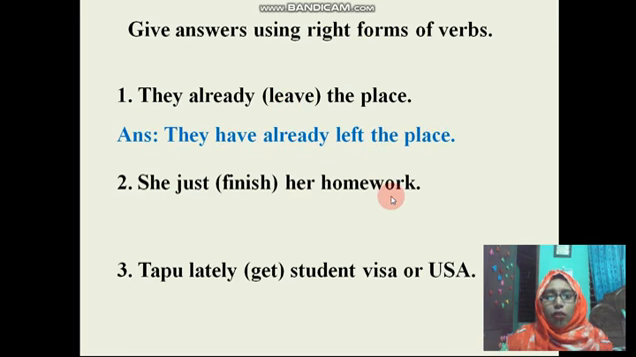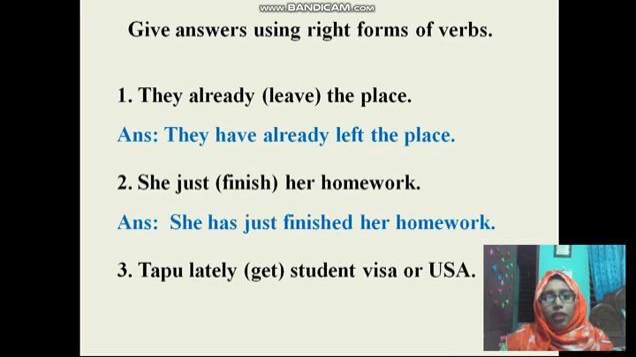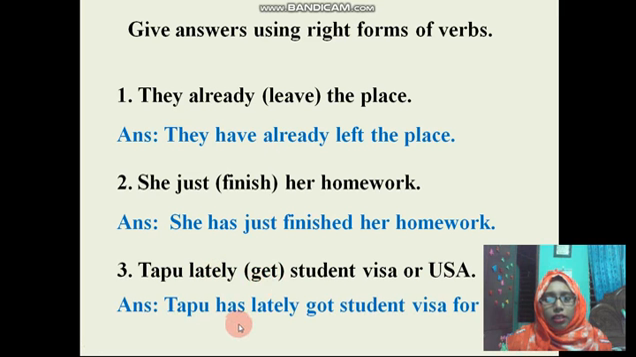She just (finish) her homework. Just. It means it's present perfect tense, and in present perfect tense you have to use the past participle of the verb. It means the answer will be she has just finished her homework. Topo lately (get) student visa for USA. Lately means it's present perfect tense and you have to use the past participle of the verb. It means the answer is Topo has lately got student visa for USA.